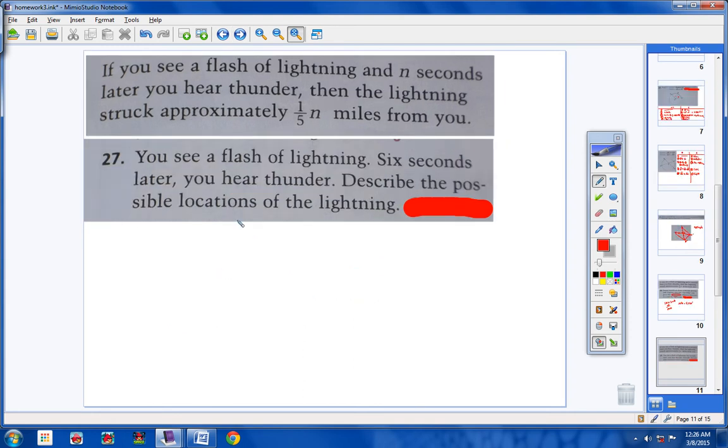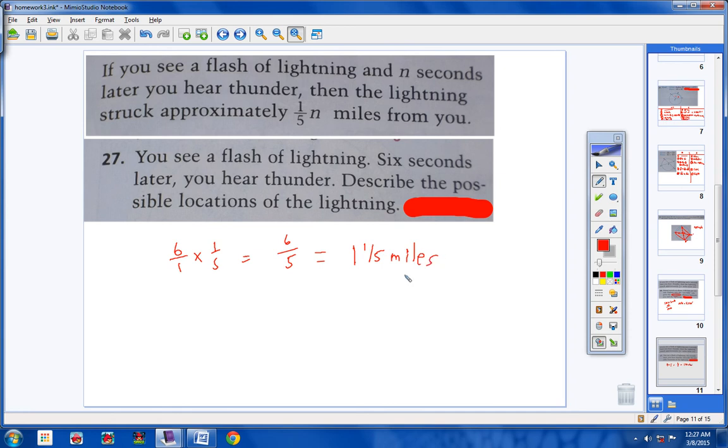Now, number 27. You see a flash of lightning. 6 seconds later, you hear the thunder. Describe the possible location of the lightning. Sure. First of all, we're going to take 6 seconds times 1/5. That's what you always do. 6 times 1 is 6, 1 times 5 is 5. So we're looking at approximately 1 1/5 miles away from you is where the lightning struck.